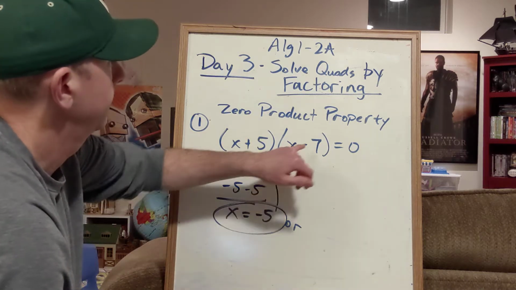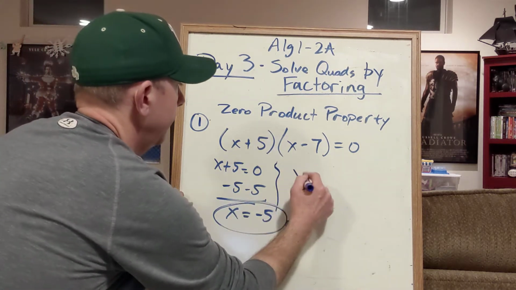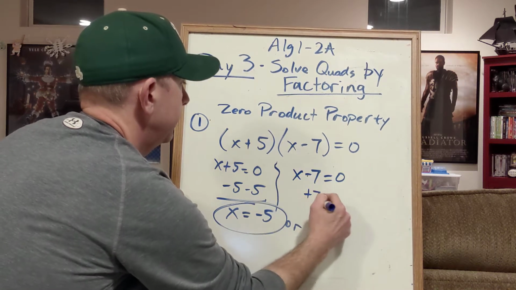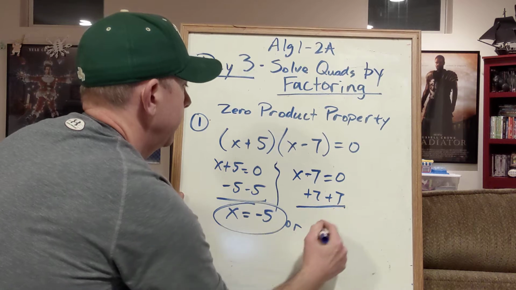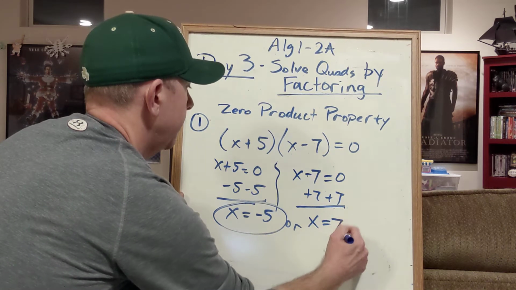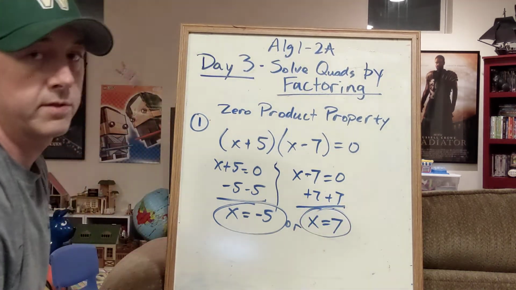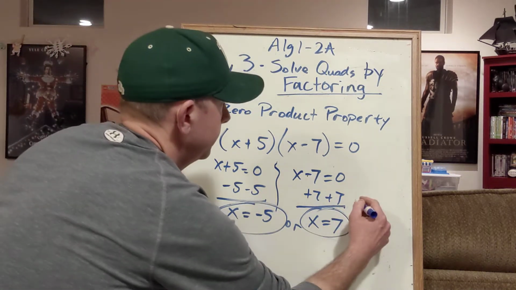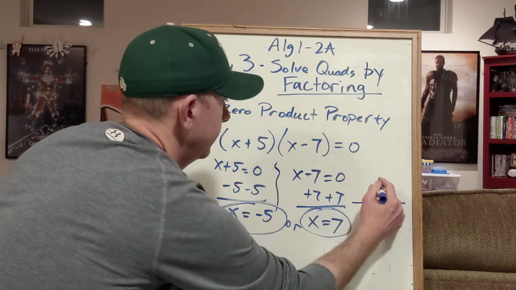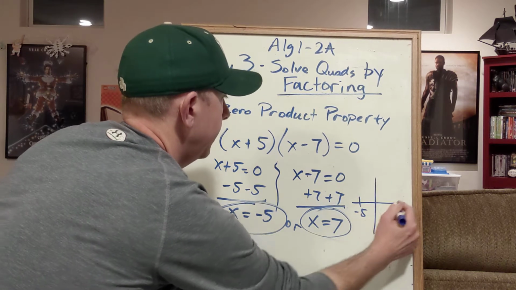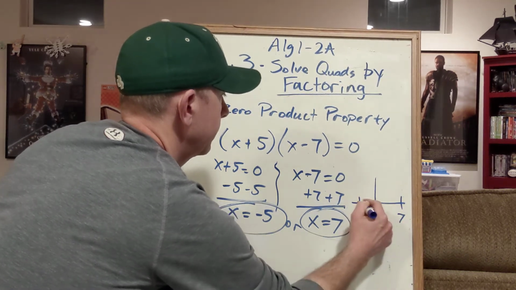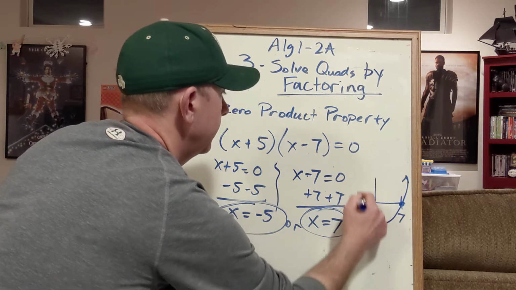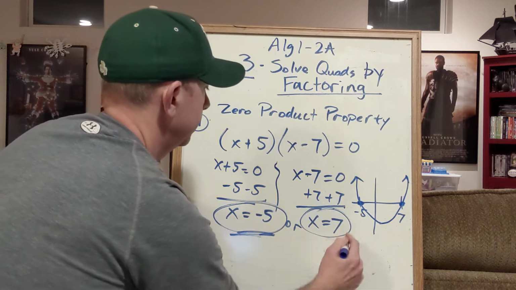For the second part, same deal. We're going to have x minus 7 is equal to 0, and we can add 7 to both sides. We end up with x equals positive 7. So we're going to have two solutions, just like yesterday we had the plus and minus stuff. Just to show you a quick graph here, if this is negative 5 and this is 7, and those are our two solutions, the parabola is going to run like this, where we have these two solutions.